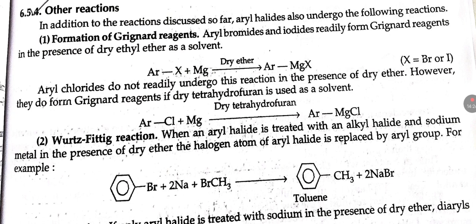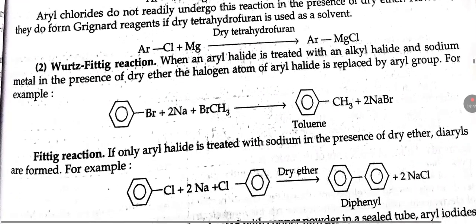Formation of Grignard reagents. Aryl bromides and iodides readily form Grignard reagents in the presence of dry ethyl ether. Aryl chlorides do not readily undergo this reaction in the presence of dry ether. However, they do form Grignard reagent if dry tetrahydrofuran is used as a solvent.